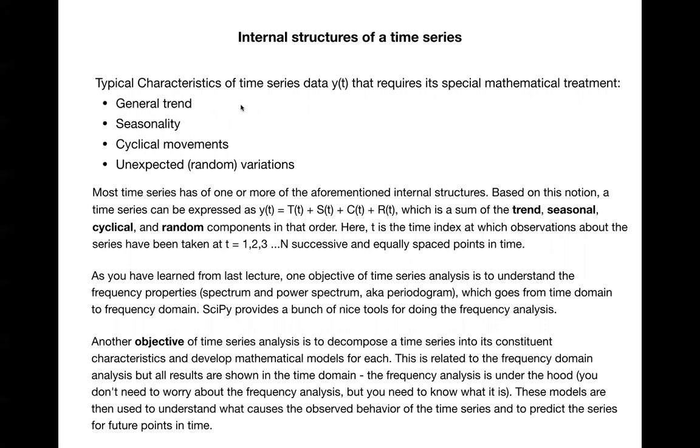Most of these time series have one or more of these structures, as we just mentioned. So based on this notion, a time series Y_t is usually expressed as Y = T + S + C + R, which stands for the trend, seasonal, cyclic, and random variations. Right, so it doesn't mean that a time series must have all these components, but at least it has one or more of these components.